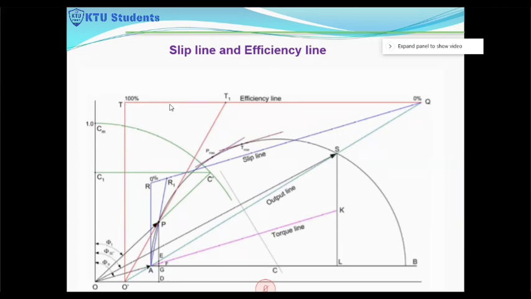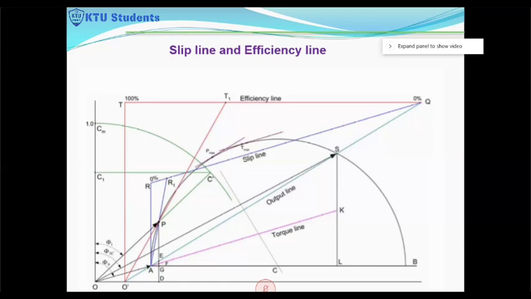You have to divide this into 100 equal divisions, and you will get the efficiency line. Otherwise, you can take it directly from the circle diagram, that is the motor output divided by the motor input, or you can take the slip as equal to rotor copper loss by rotor input. The air gap power PG equals 3I2 square R2 by S, the rotor copper loss is 3I2 square R2, and the mechanical power is 3I2 square R2 into 1 minus S by S.